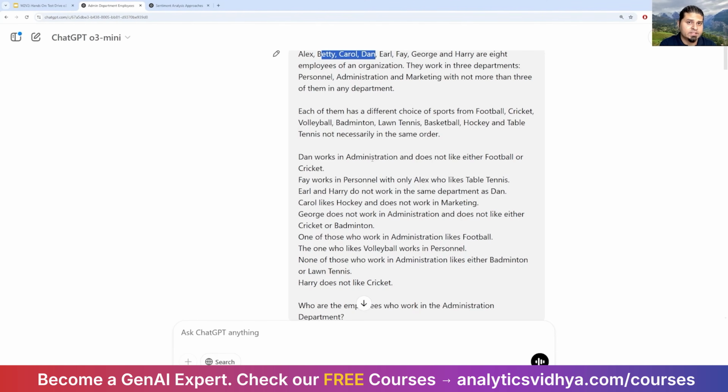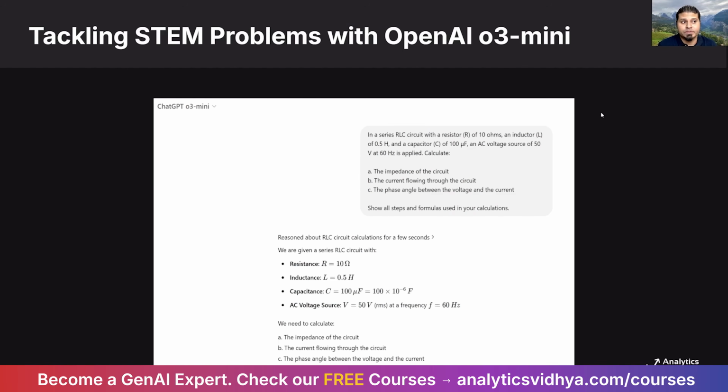Now let's look at some other problems with o3-mini. The next one is slightly different. Here we are tackling a STEM problem with o3-mini where we have a problem with a series RLC circuit. It's more of a physics-based problem with some resistance, an inductor, and a capacitor. The idea is to find out certain computations here in terms of the impedance, the current flowing, and the phase angle between the voltage and the current. So let's check out how o3-mini fared against this problem.